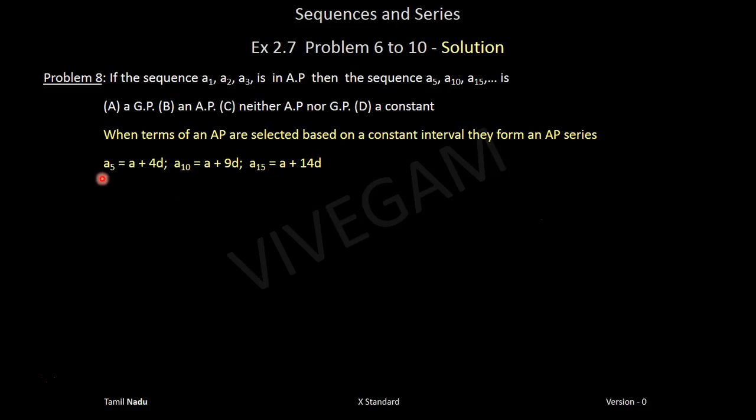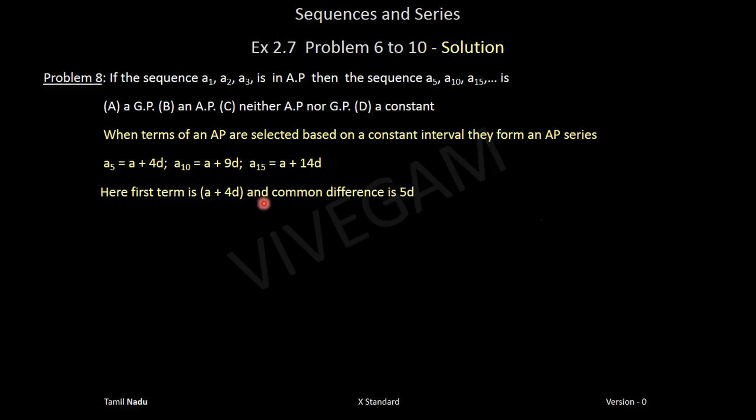Now, if these terms A5, A10 and A15 form an AP series, what is the condition? Their difference, T2 minus T1, must be equal to T3 minus T2. This is the first term, second term and third term for this series, right? So now check it out. A10 minus A5: the A and A cancel and 9D minus 4D is 5D. Similarly, A15 minus A10: the A and A cancel, 14D minus 9D is 5D. So the first term is A plus 4D and the common difference is 5D. So they form an AP.